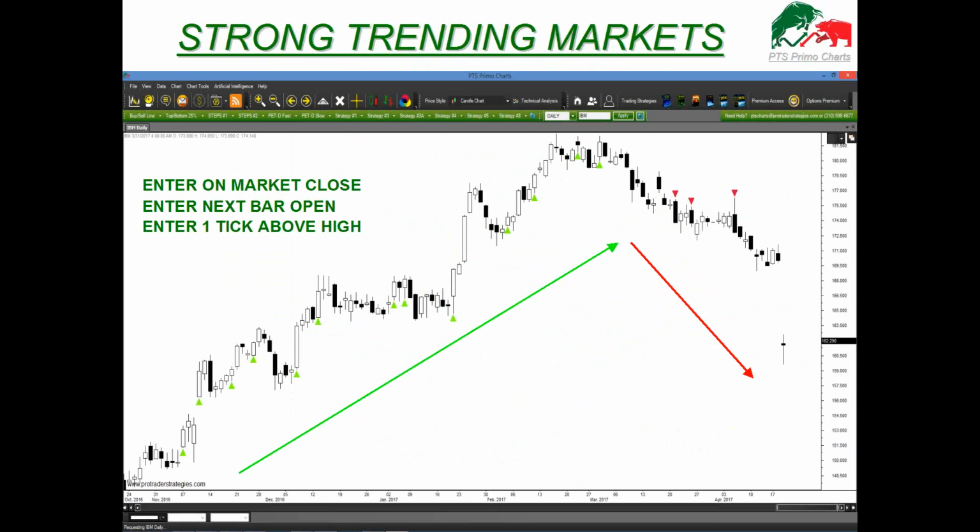And you could apply the same entry points as well. You could go short, with options. You could enter on the close of that bar. You could enter on the opening of the next bar, or wait for it to trade one tick below the signal bar. Entirely up to you.